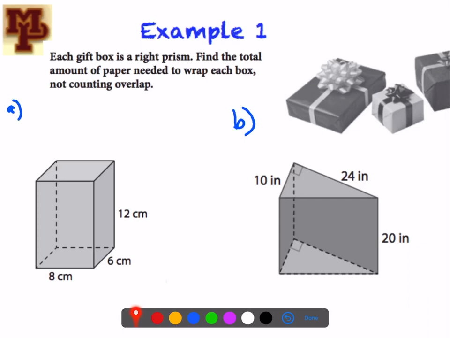So let's go ahead and try to find the lateral area and the surface area of each of these prisms. If we look at this, each gift box is a right prism. Find the total amount of paper needed to wrap each gift box, not counting overlap. So we're not going to have any overlap on these.